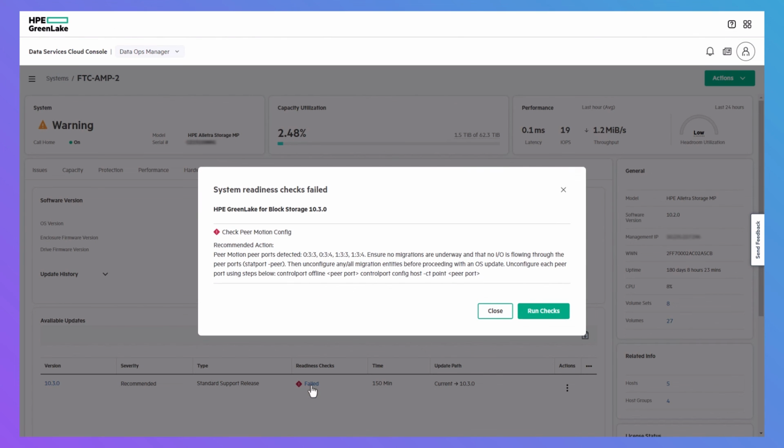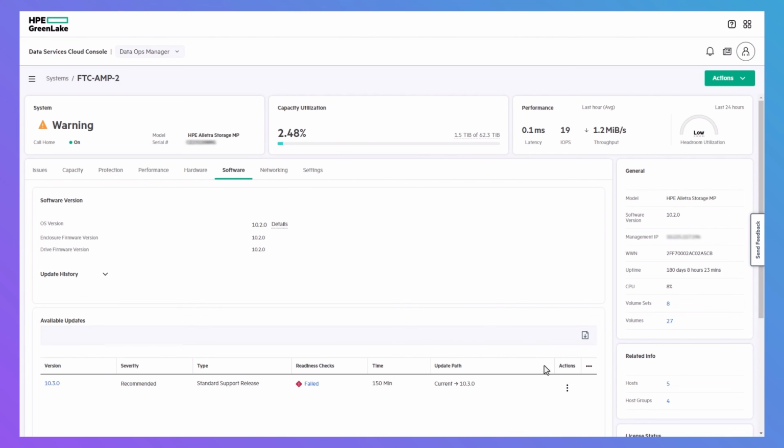It's only that this system has been configured for HPE's on-array migration tool called PureMotion, and software upgrades are not supported during that type of activity. Once those ports are reconfigured, we can rerun the checks and install the updates.